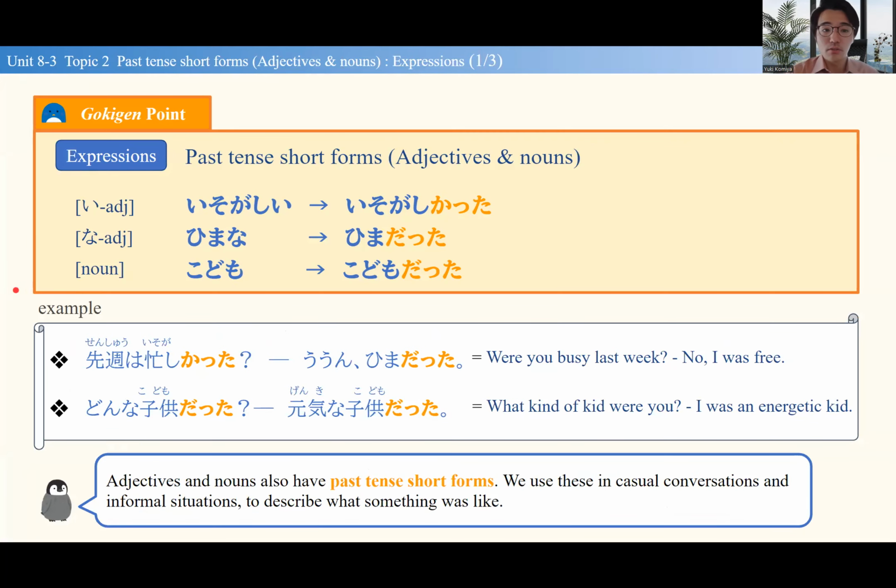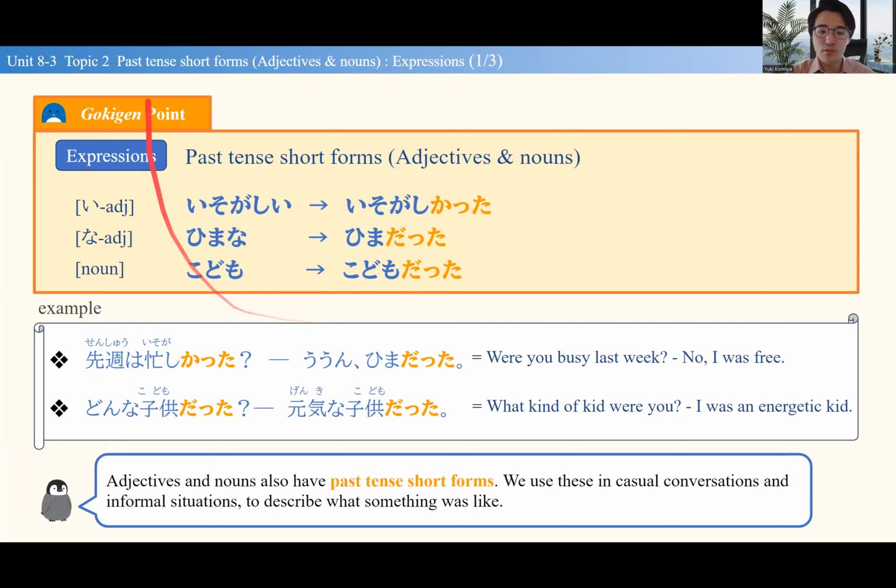Secondly, we're going to also look at how to make the past short forms of adjectives and nouns. So if I take 忙しい, that's busy, and make it into past short form, 忙しかった, this is was busy. 暇な, free. 暇だった, was free. 子供, a kid. 子供だった, I was a kid.